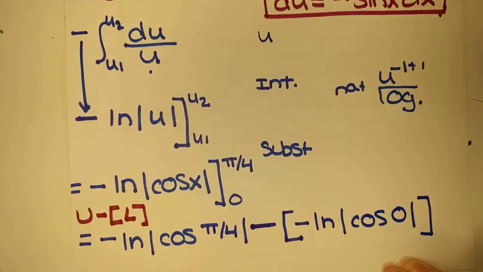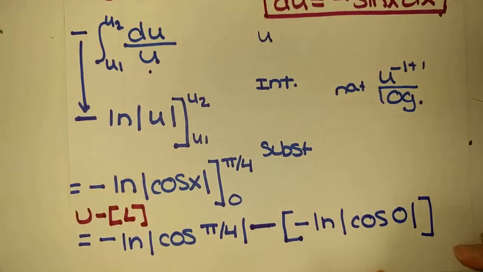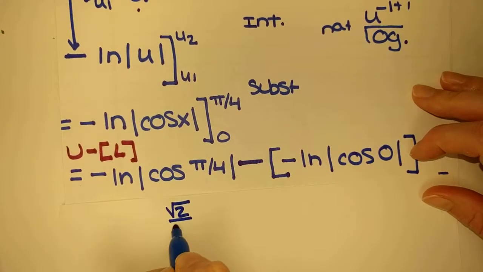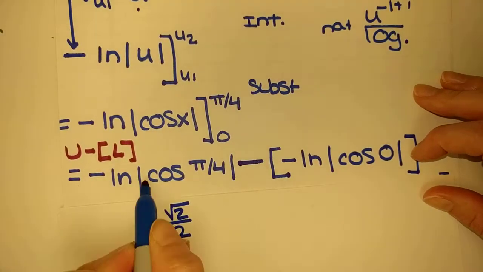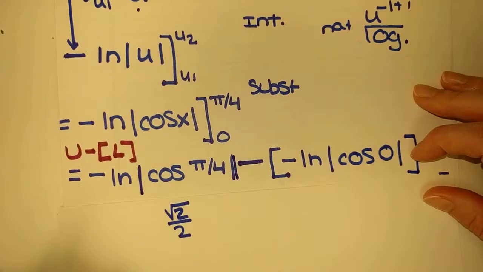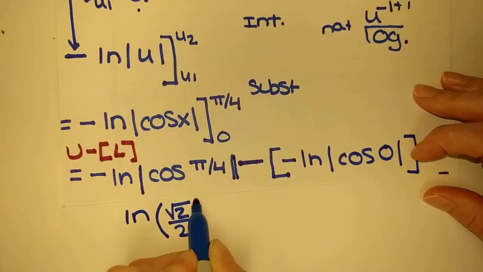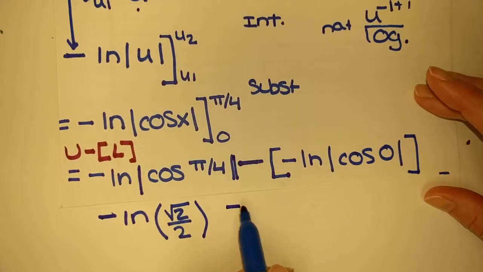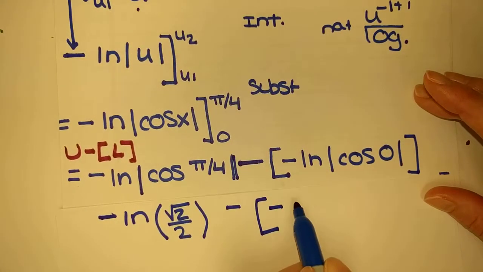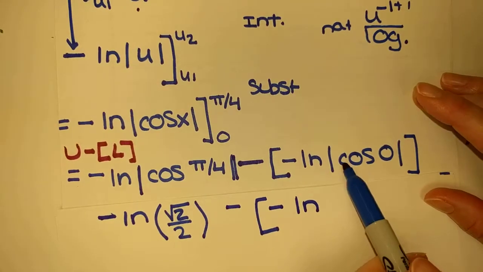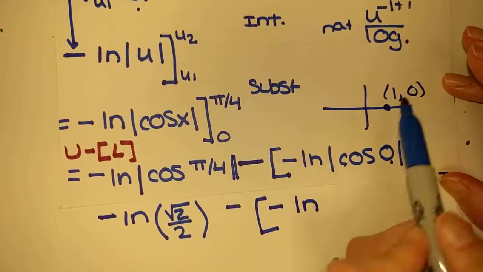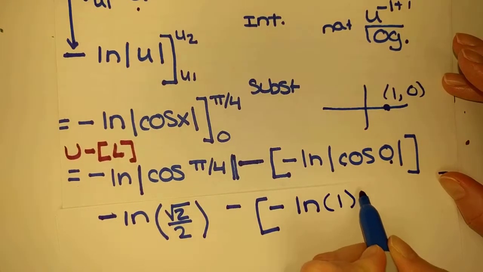And then my goal is just to try to simplify all of these natural logs. All right, so here we go. Cosine of pi over 4 is square root of 2 over 2. That is a positive number, so the absolute values are no longer necessary. So we'll just have natural log square root of 2 over 2, and then the minus. Here we have minus, and then inside of the bracket we have minus natural log cosine of 0, again, looking at your little unit circle, cosine of 0 is 1. So we'll have natural log of 1.